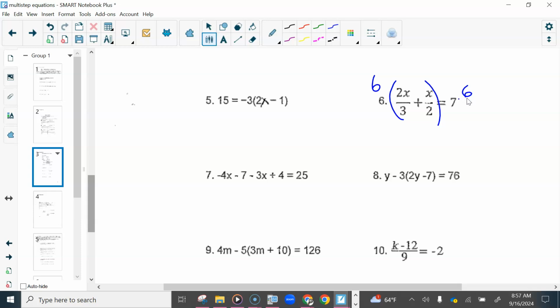And as I'm doing this, I'm going to distribute the 6. Because this 6 is really a fraction over 1. So I'm going to multiply the 6 to everything inside the numerator and the 1 to everything in the denominator, but that wouldn't change. So this would become 12x over 3 plus 6x over 2 equals 42.